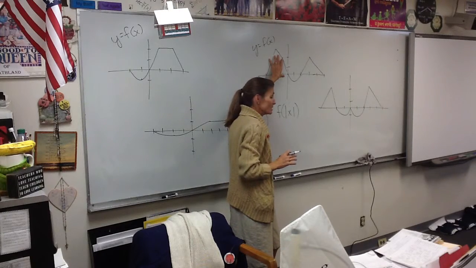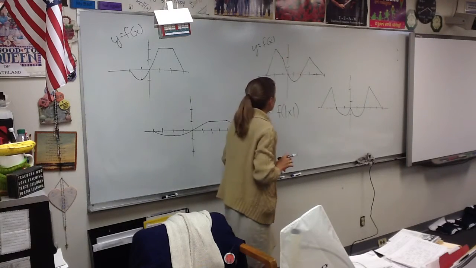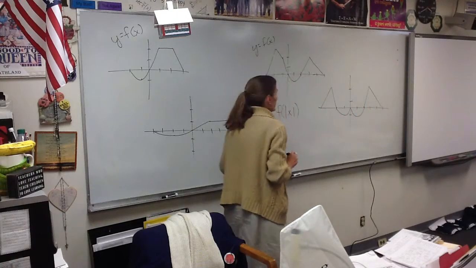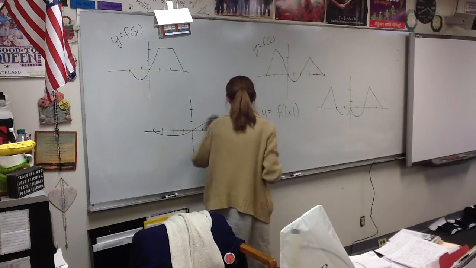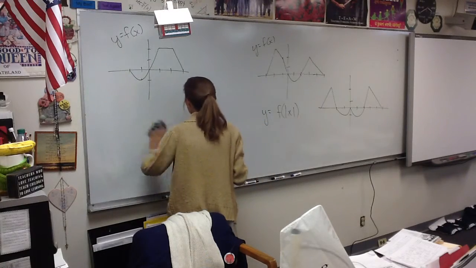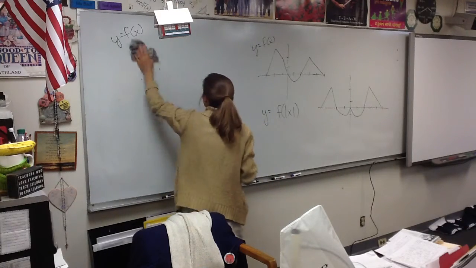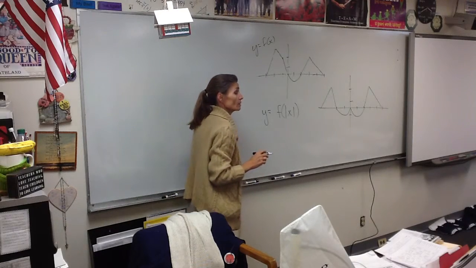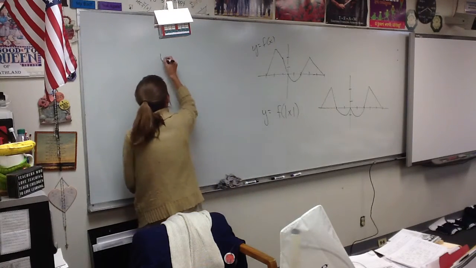Anything else on the quiz? Bailey? Number 5. What was number 5? F of negative x. Well, we just talked about that, Bailey. What does f of negative x do? That was one of our examples. Well, sorry, the negative f of x. Okay, well, we didn't talk about that one.